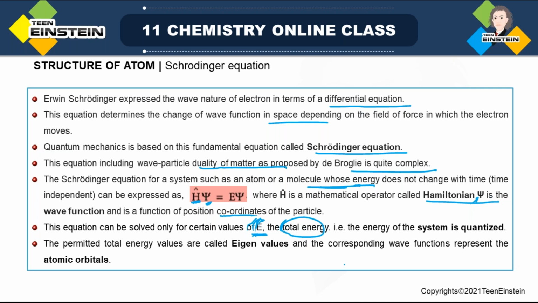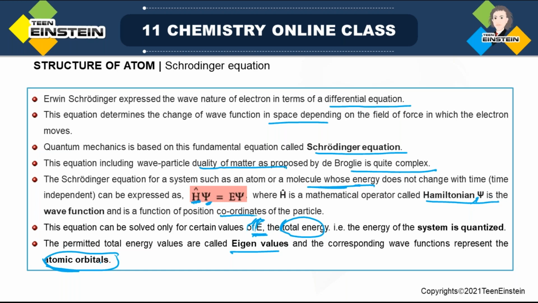So this equation you can solve only for certain values of E. That means the system is quantized. Now these permitted total energy values are known as eigenvalues, and the corresponding wave function, that is the psi, actually represents atomic orbital.